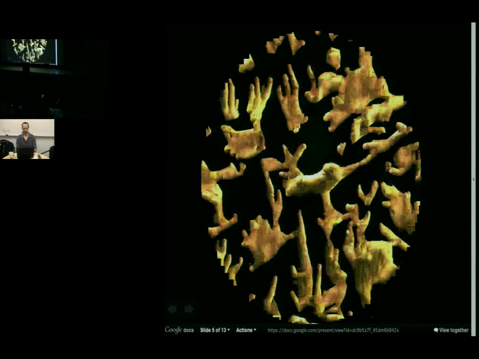Here's another example where I took several pictures of my hand in various configurations and fed them into this algorithm, and it synthesized this sort of fleshy landscape.